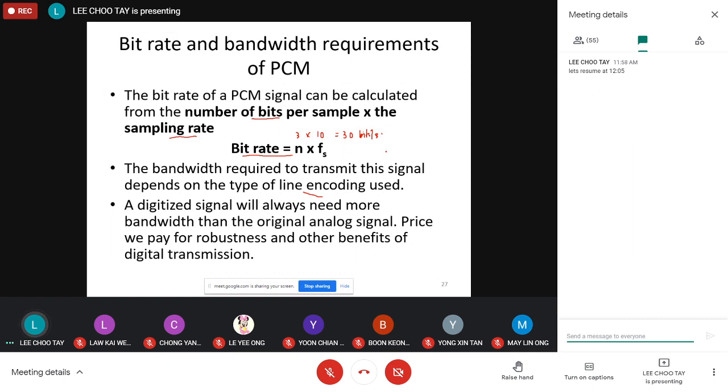You can also see that as far as a digitized signal is concerned, to transmit a digitized signal, we always need more bandwidth than the original analog signal. Then of course we pay a price. For this price, on the bandwidth requirement, we pay for more bandwidth, but we actually get other benefits. One of them is the robustness of digital information as compared to analog information. When we transmit the signal in a digital form, it's more robust to noise, or shall we say, more immune to noise as compared to analog signal. Analog signals, as we have seen, are actually very sensitive to noise. But if we digitize the signal and transmit it in digital form, digital signals are less susceptible to noise as compared to analog signals. But we pay a price by using more bandwidth.